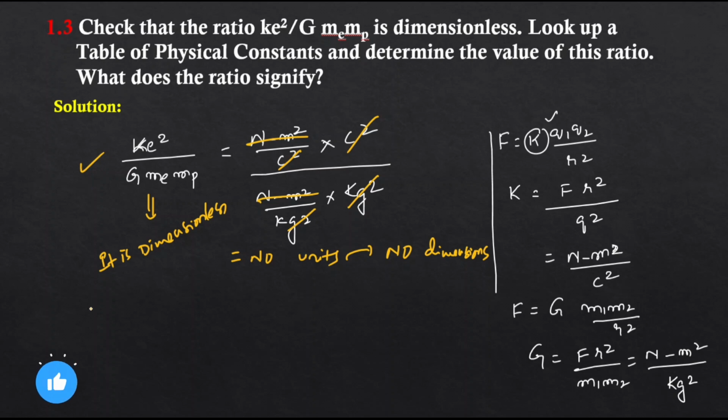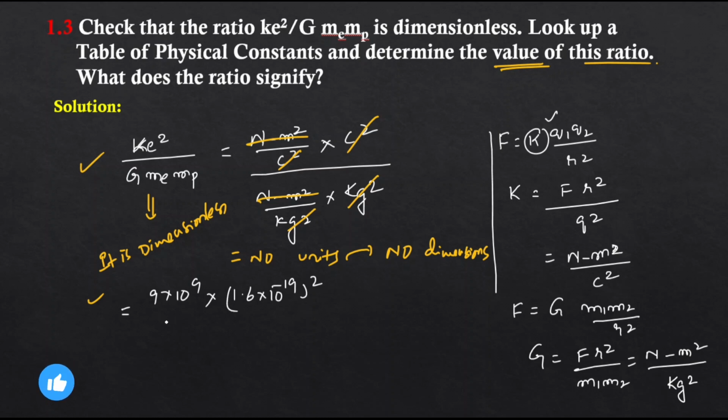Okay, next we have to get the ratio value. By putting all the values, we get the value of this ratio. So how to calculate, we can see. We know all the values. Here I am not providing any table, but everyone knows these values. Here K value is 9 into 10 to the power of 9 into charge of the electron and charge of the proton, both are same, so we take 1.6 into 10 to the power of minus 19 whole square.